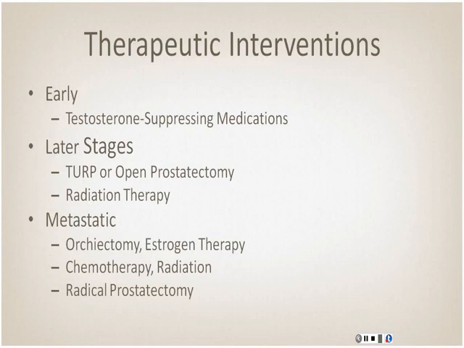So some of the interventions, early on you'll see testosterone suppressing medications like Lupron or Zoladex. In the later stages, they'll do surgical interventions where they'll do the TURP or the open prostatectomy, also radiation therapies. If there's metastases, you may see an orchiectomy or removal of the testes if they're affected. Estrogen types of therapy, chemotherapy, radiation, or a conjunction of those, or a radical prostatectomy where the entire prostate gland is removed.